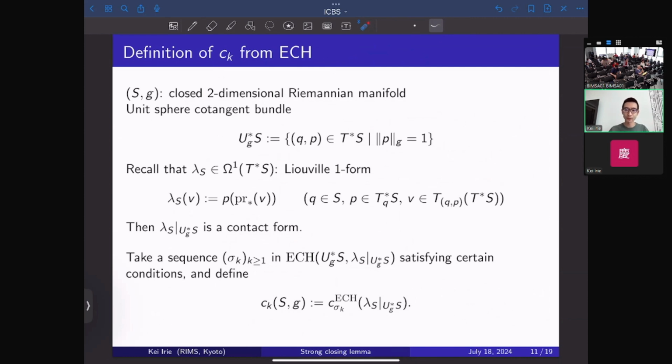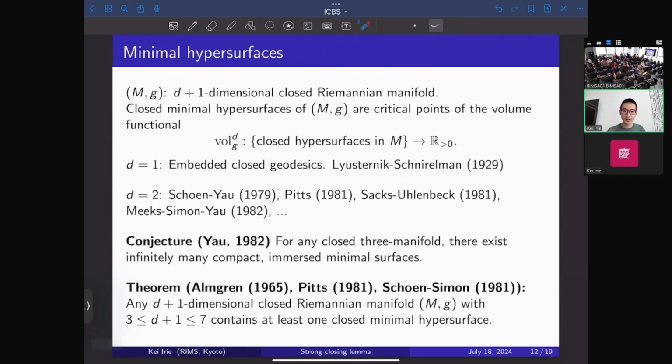Okay, which I will explain later. So anyway, so far I have talked about closed geodesics. And there is a very similar story about minimal hypersurfaces. So let (M, g) be any d plus one dimensional closed Riemannian manifold. And closed minimal hypersurfaces of (M, g) are critical points of the volume functional defined on the set of closed hypersurfaces in M. When d is equal to 1, they are just the images of embedded closed geodesics.